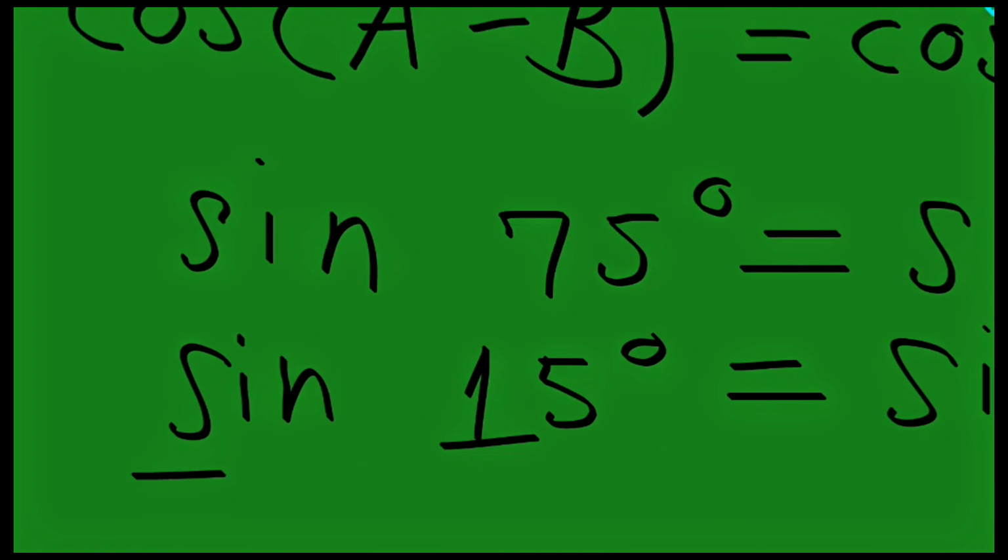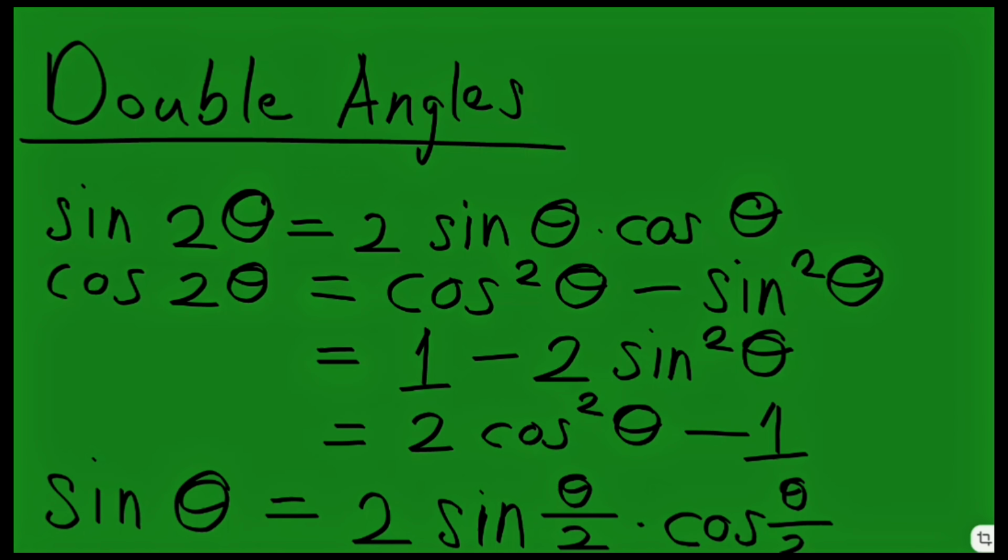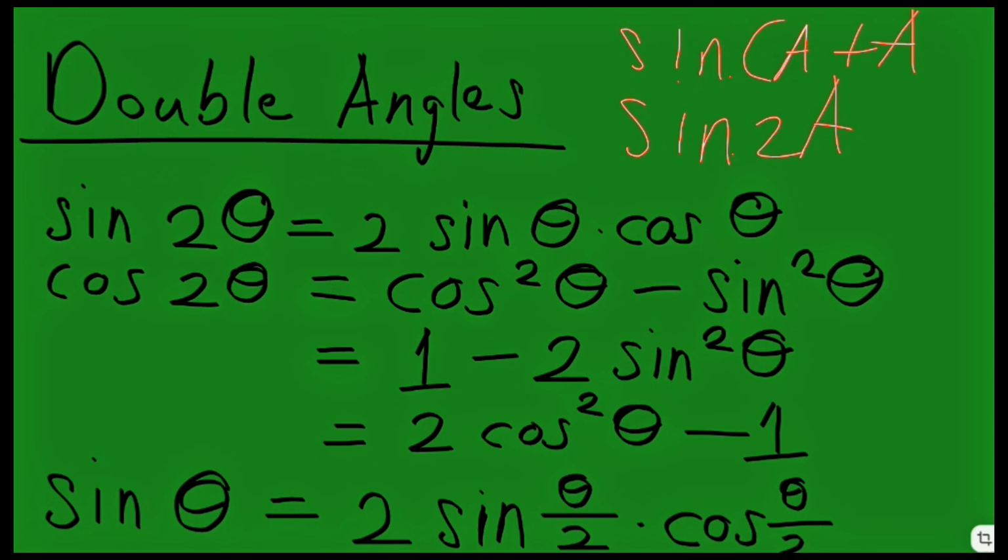Now let's go to double angles. Double angles are just compound angles but with the same angle. So a double angle is the same thing as sine 2a, meaning it's the same as sine a plus a. It is the same angle that was added together.